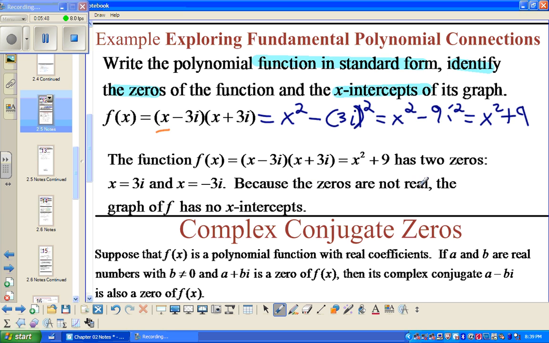Because the zeros are not real, the graph of f has no x-intercepts. And that should make sense to you, because where is this graph going to be located and what is it going to look like? It's a parabola opening up, located 9 units above the origin. So of course it would not have any x-intercepts.